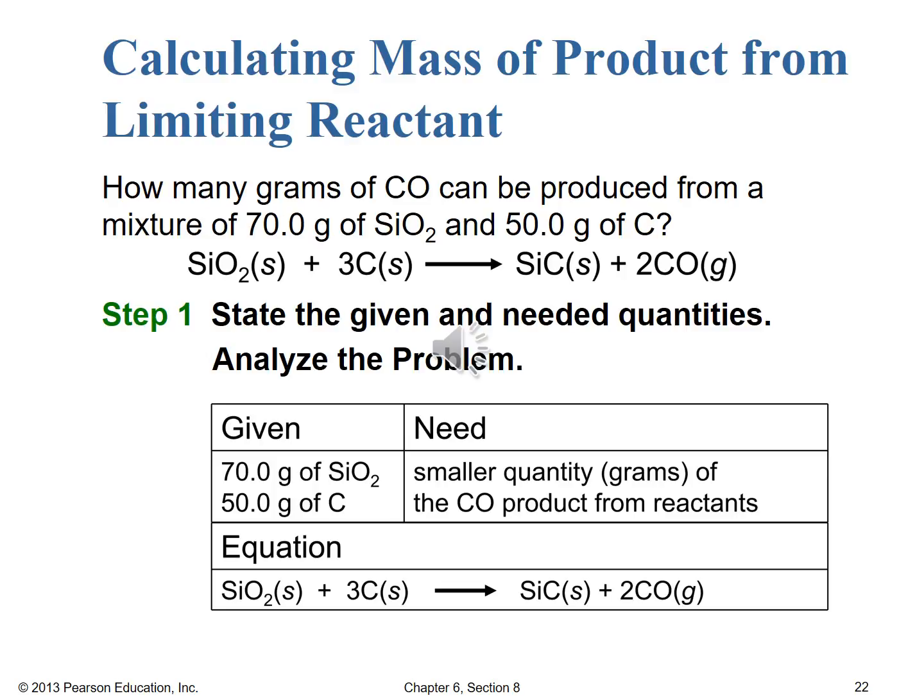Step 1, we'll state the given and needed quantities, and when we analyze this problem, we see that we're given 70.0 grams of silicon dioxide, 50.0 grams of carbon, and we need to know the smaller quantity in grams ultimately of the CO product from these reactants. Again, we've got to look at the mole-mole ratio in the balanced chemical equation after we've converted to moles. We can't just say, well, we have only 50 grams of carbon and we have 70 grams of silicon dioxide, so we'll run out of the 50 grams of carbon first. No, it's not a mass thing, it's a mole thing. So we've got to convert to moles and then consider the moles of product and ultimately the mass of product from each of those reactant masses.